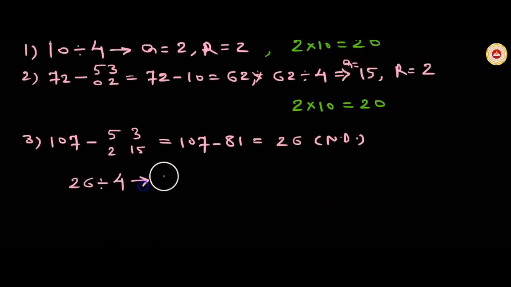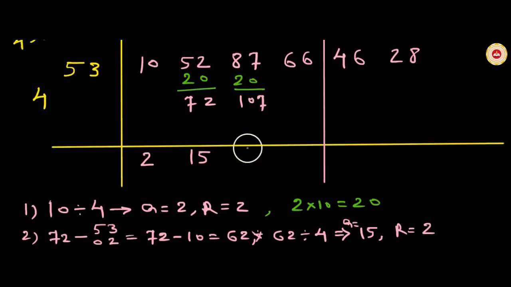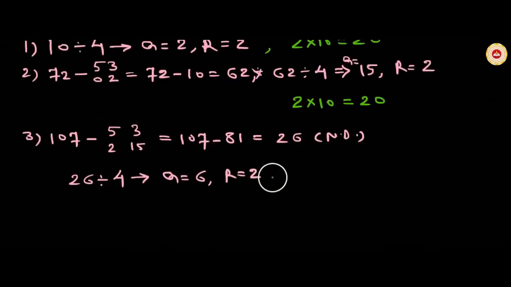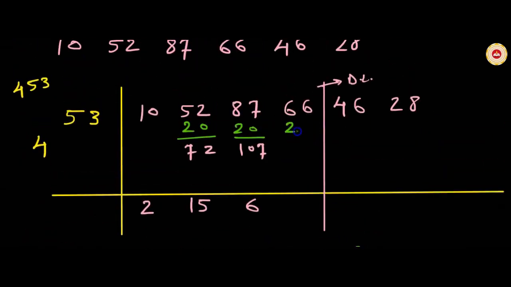the divisor 4, which gives us quotient 6 and remainder 2. Write quotient 6 below the gross dividend 107. And how to write the remainder when the dividend is in the form of parts? 2 multiplied by 10, see, remainder 2 multiplied by 10 is 20, and write 20 below the next part and add, which is 86, and this 86 is the gross dividend, correct?